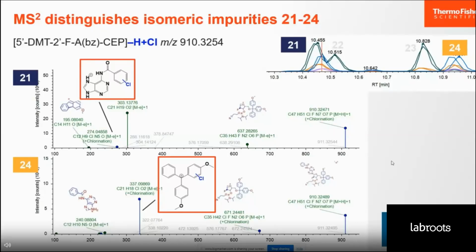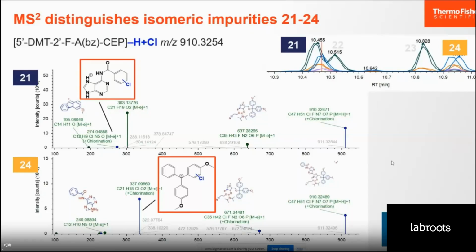In the MS/MS of peak 21, we see a fragment 303. So 303 is a classic fragment we typically see for all amidites for the unmodified DMT group. So for peak 21, we would not expect the chlorine to be on the DMT group. Instead, the fragmentation shows a peak of 274, which is indication that the chlorine is on the benzoyl group.